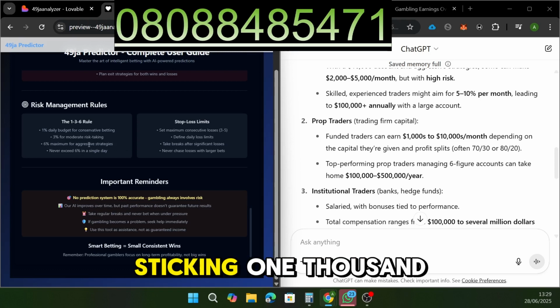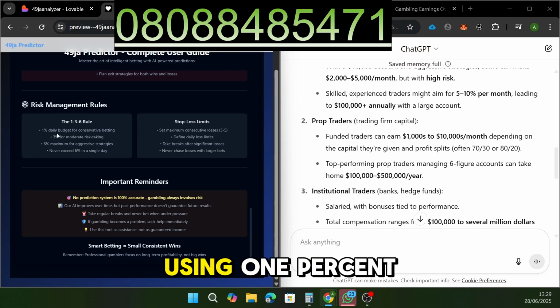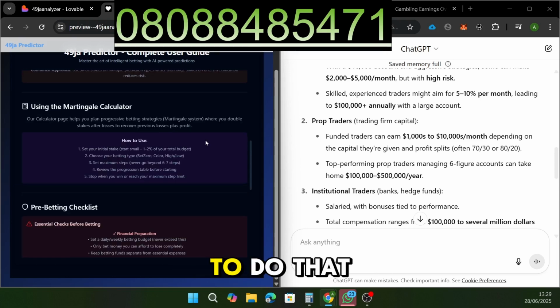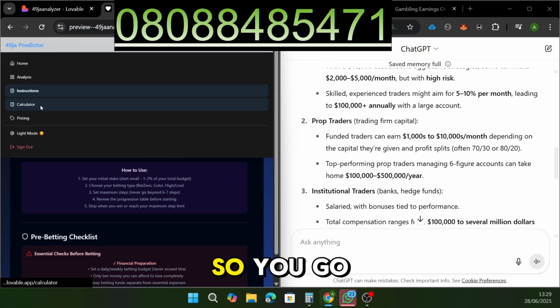Now, if you are staking 1,000 naira on a capital of 100,000 naira, that means you'll be using martingale for 2 to 3 losses. Bear in mind, if you are using 1% of 100,000 and you want to calculate the stop loss limit, you have to use a calculator to do that for you, and you have to know the risk to reward of what you want to take on. So now let's go down to the calculator. Let me show you.